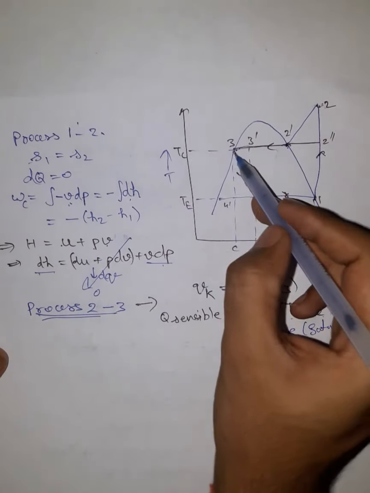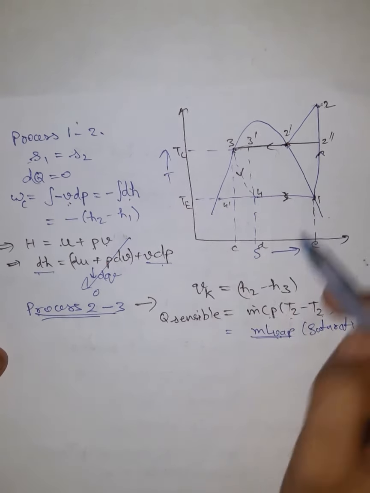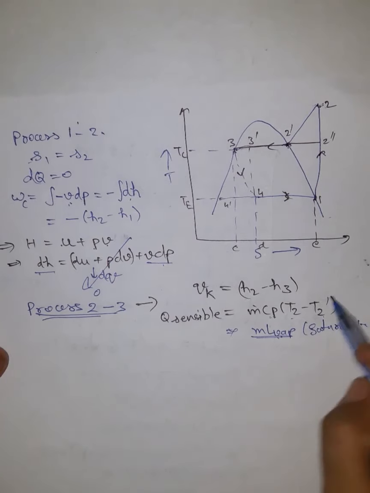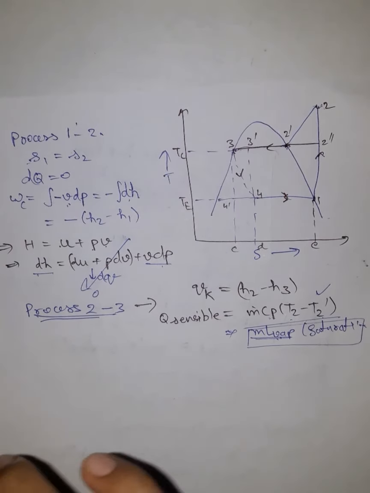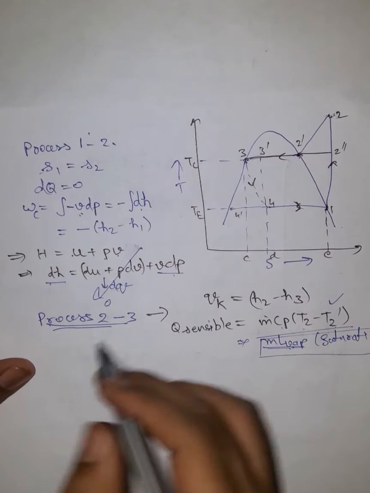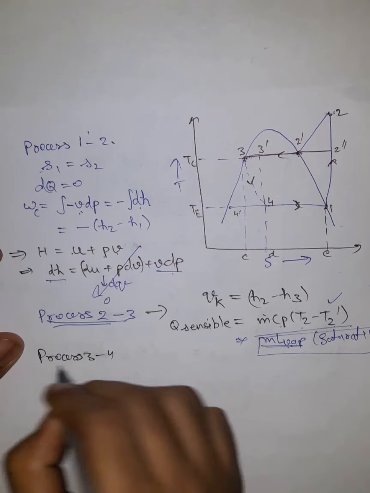Okay, if this substance is left in this middle region, then we will not use this formula. So you just remember this formula. Okay, and now we move to the process 3 to 4. For the process 3 to 4, what is happening?